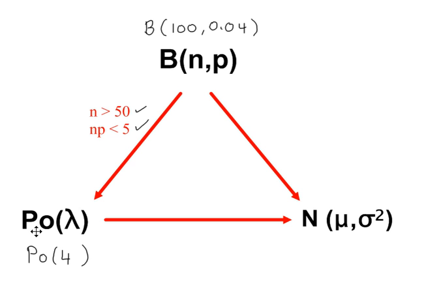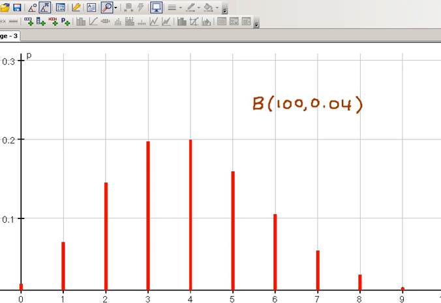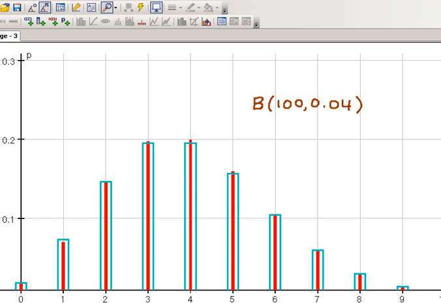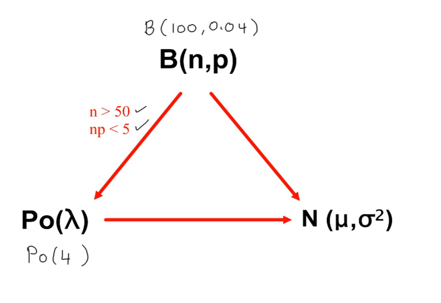So let's have a look at this Poisson distribution on the same graph. So here's the Poisson distribution. And as you can see, these Poisson probabilities follow the binomial probabilities very closely. And this is true because these two conditions have been met.